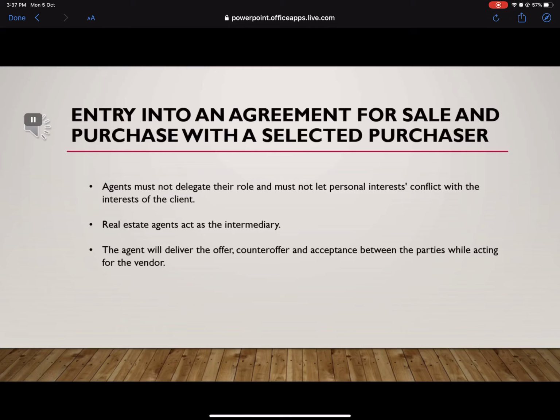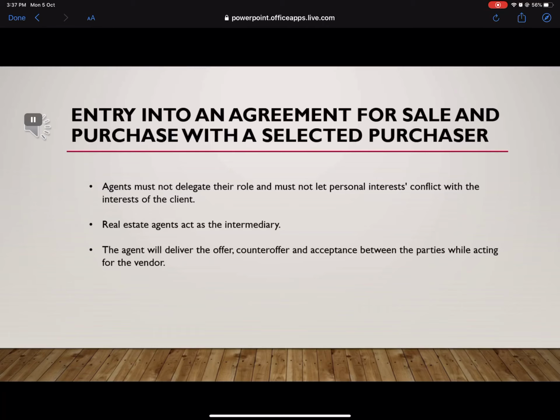Agency relationships are fiduciary relationships. Agents must fulfill the tasks they have been assigned with due skill and care and within the scope of the authority that they have been given. Agents must not delegate their role and must not let personal interests conflict with the interests of the client.